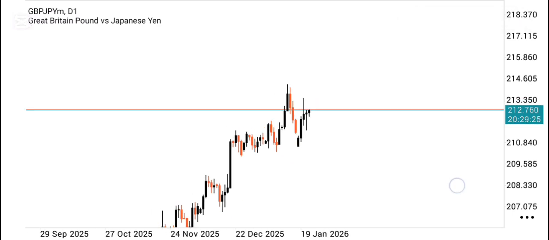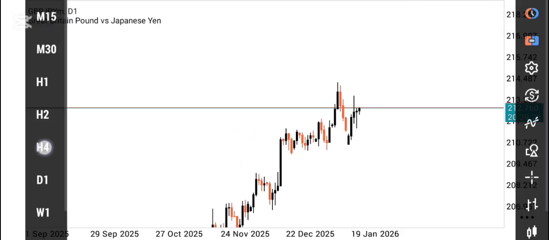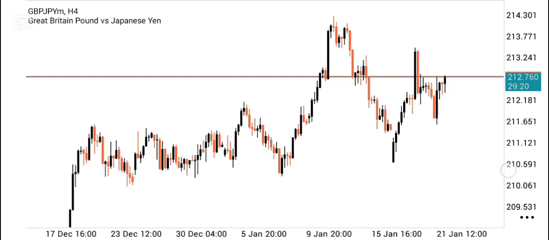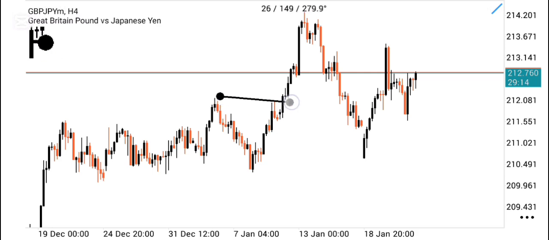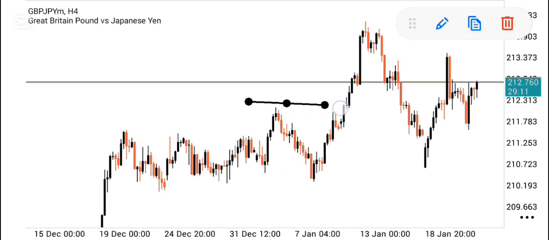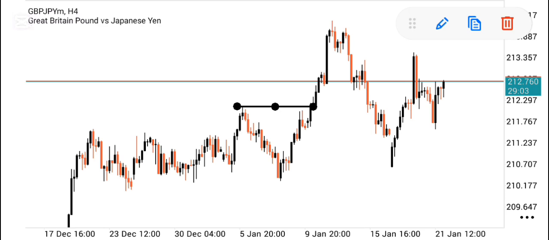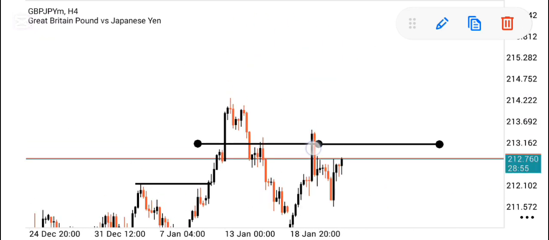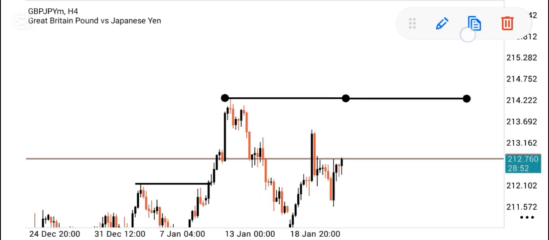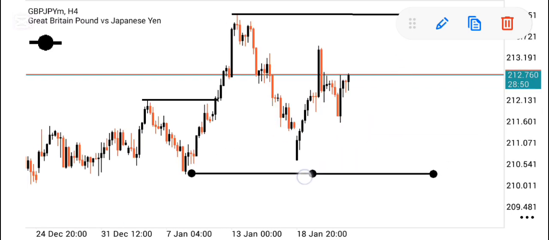So let's go. As you can see, this is my daily. Let's go to my 4 hours because the daily is not really showing me anything. On my 4 hours, you can see that this was the latest break of structure we had. And where is the higher high? The way I trade, this is my higher high over here. Where is my higher low? My higher low is this one down here.